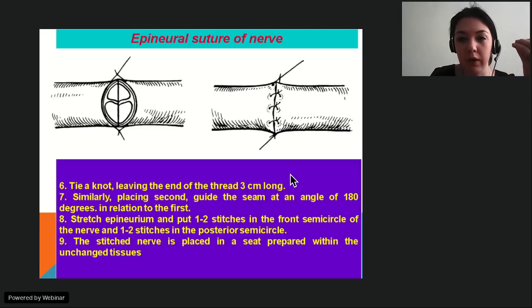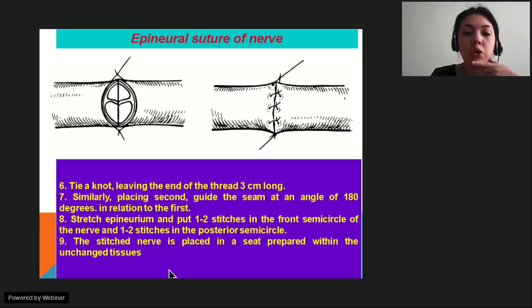We should leave a very long thread. And similarly, placing the second one, we do the same as the other, 180 degrees from the first knot. And then we stretch up the epineurium and put 1 or 2 stitches in the anterior semicircle of the nerve, and 1 or 2 stitches in the posterior semicircle.